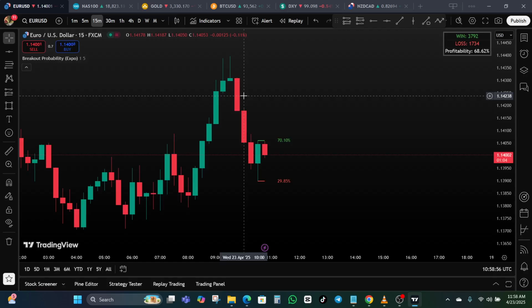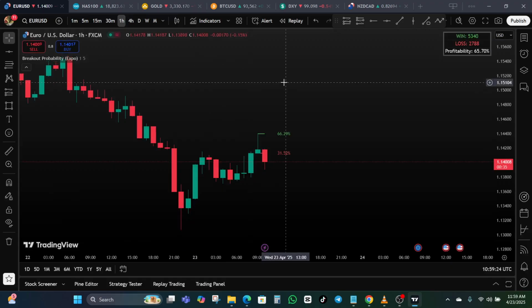Now, the Expo indicator will start to show increased breakout probability when the market is gearing up to move. You also need to combine it with price action. Do not rely on the indicator alone. Look for key levels, horizontal support and resistance, trend lines, or even other blocks. When the indicator signals high probability and price is at one of these critical levels, you've got a setup worth watching.